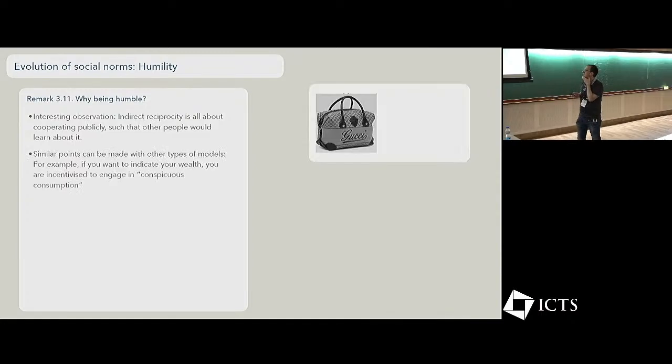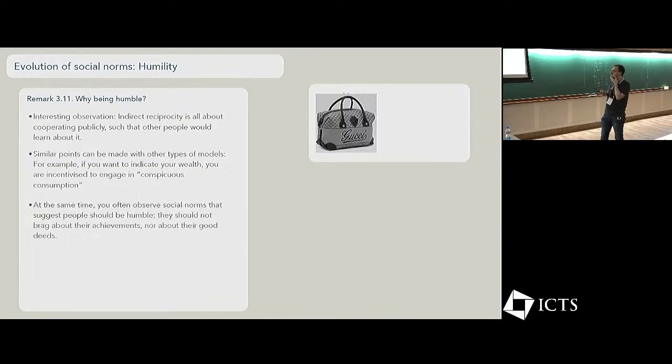And you see similar points being made in different kinds of models. For example, if you want to really tell people that you're a rich guy, the best way to show it is if you have bags like this. If you have something good about yourself, a trait you think is good, you would think naively that you have every incentive to show it to everyone. But nevertheless, there are often social norms that tell you that you should be humble. You shouldn't brag all the time. It's weird if you brag all the time.